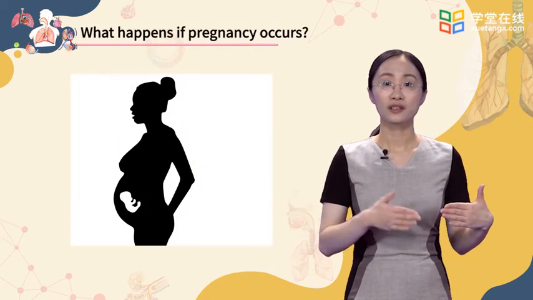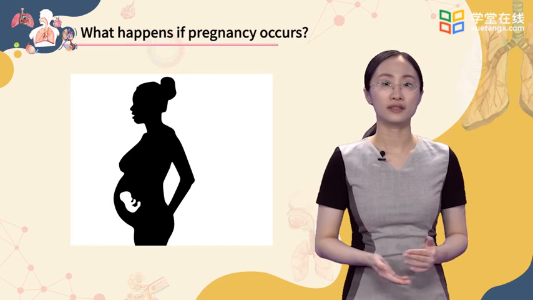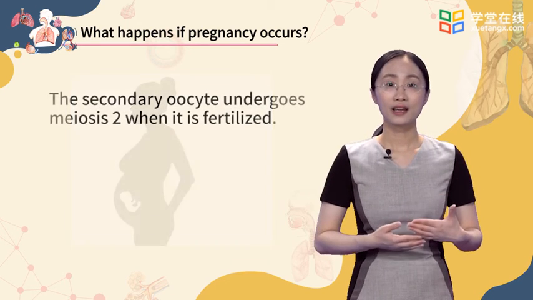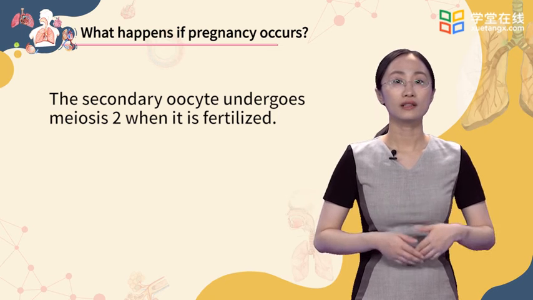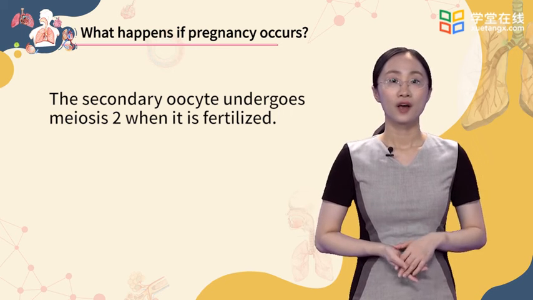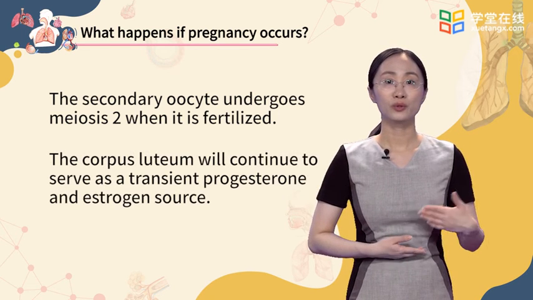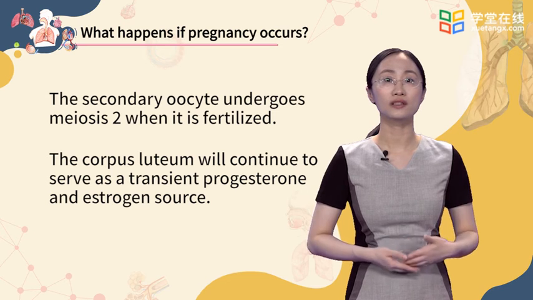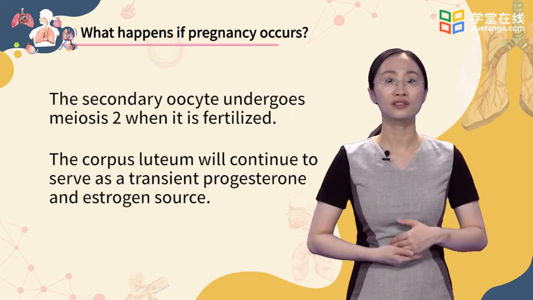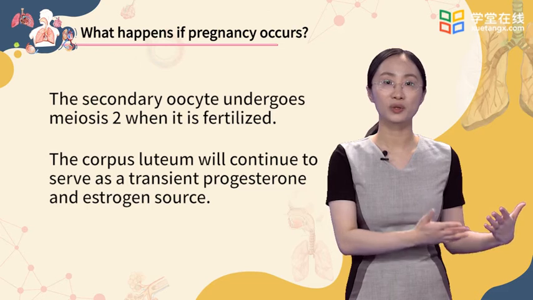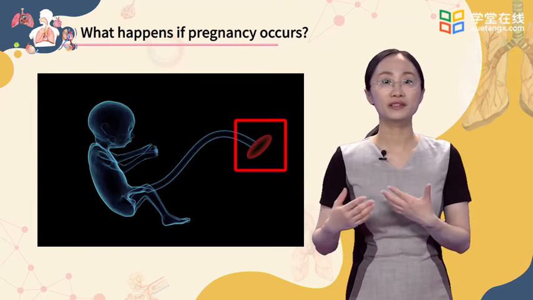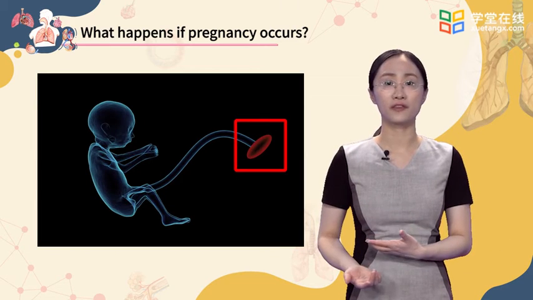The story is continuous if pregnancy occurs. The secondary oocyte undergoes meiosis II when it is fertilized. The corpus luteum will continue to serve as a transient progesterone and estrogen source rather than undergo regression until the placenta takes over this function. Now we know how follicles grow.